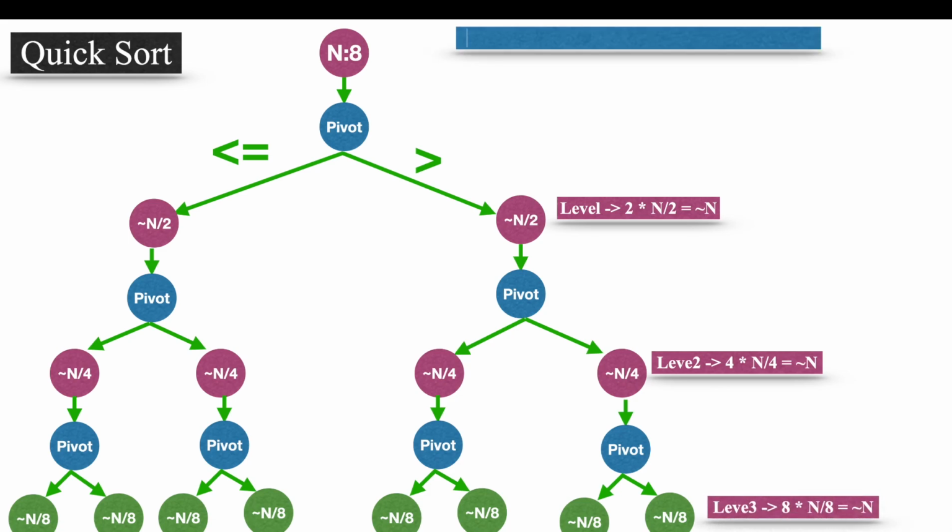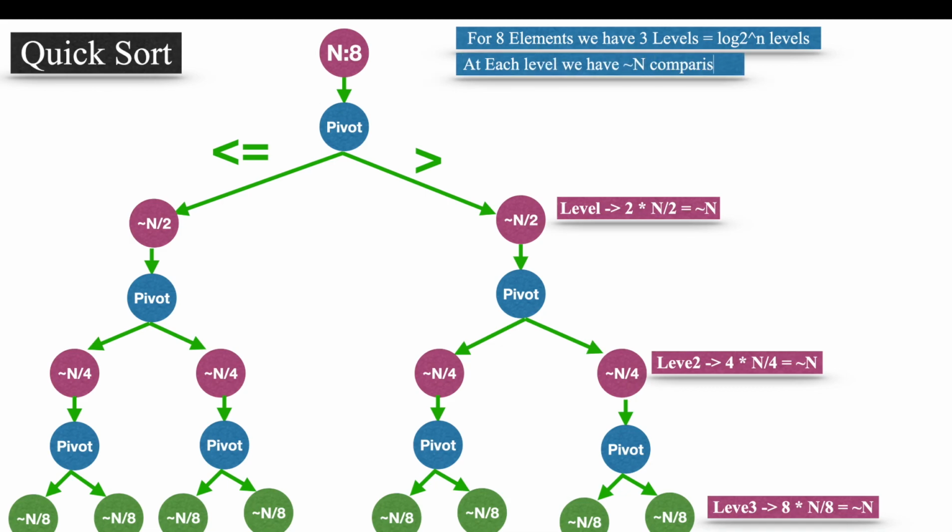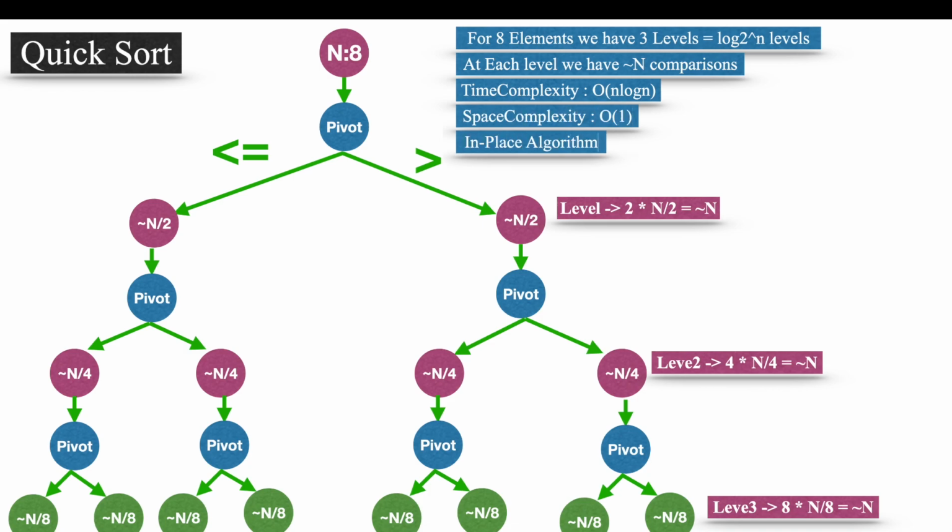See here we have a total of 8 elements. It took 3 levels to sort the array. So log 8 base 2 is equal to 3. And at each level we have n comparisons approximately, so that on an average case the time complexity will be n log n, and space complexity is constant because we are using an in-place algorithm.